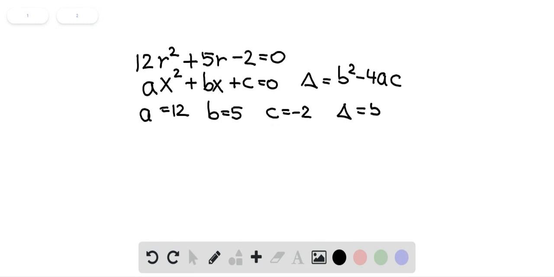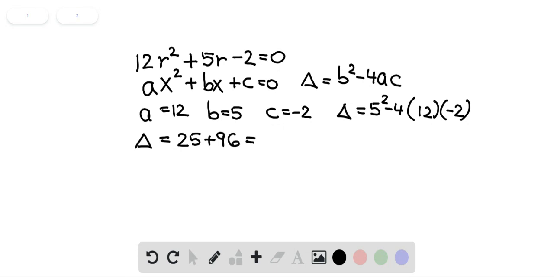So delta will be equal to 5 squared minus 4 times 12 times negative 2. Delta is equal to 25 plus 96, which is equal to 121, which is actually 11 squared.